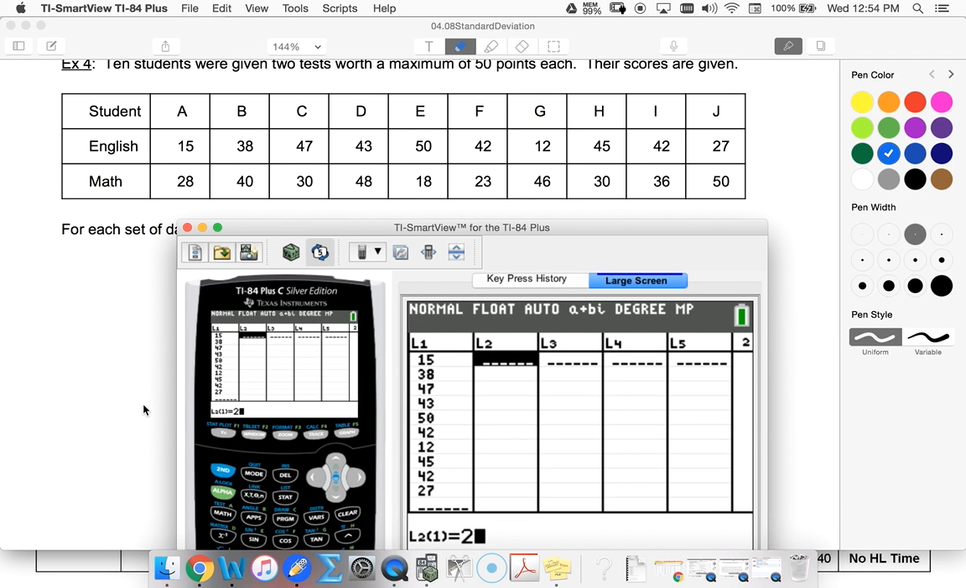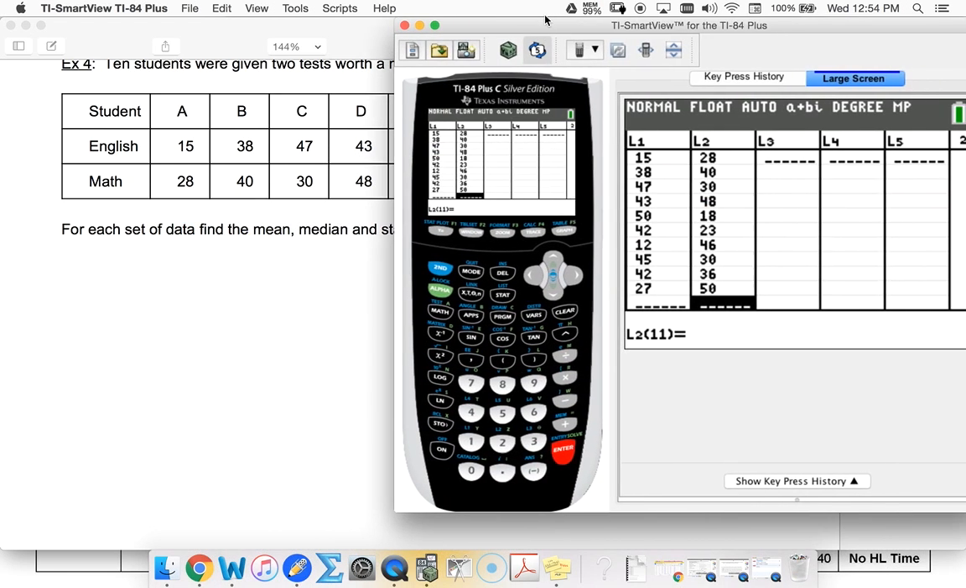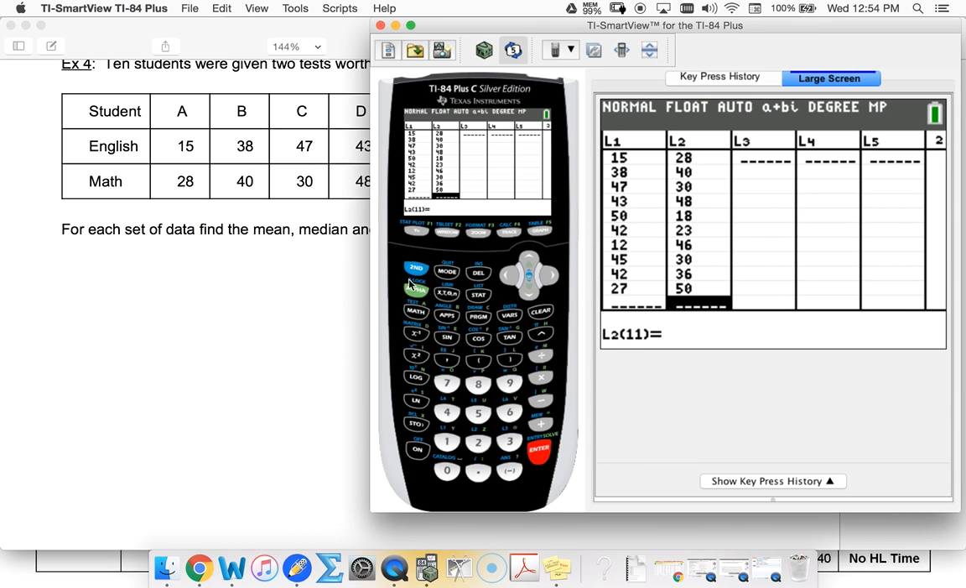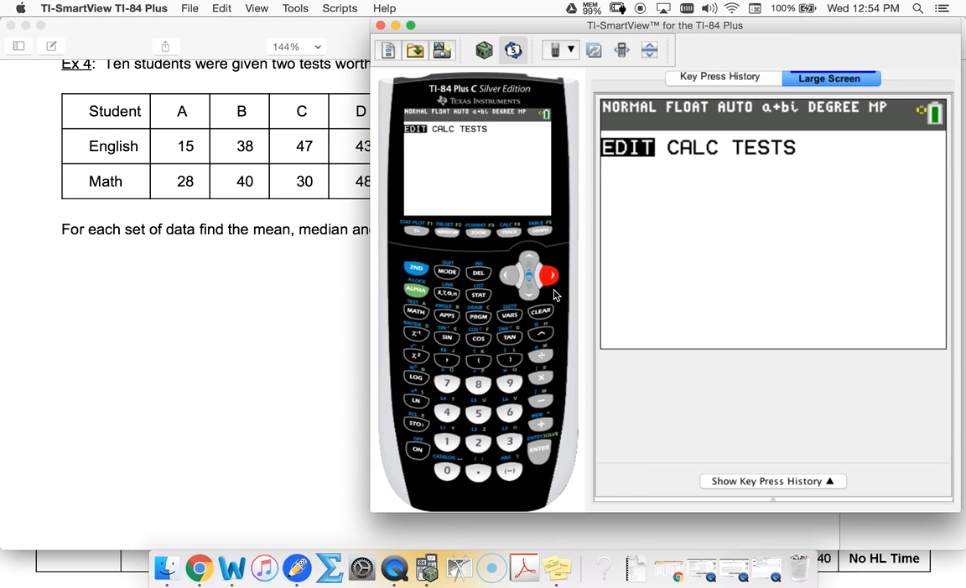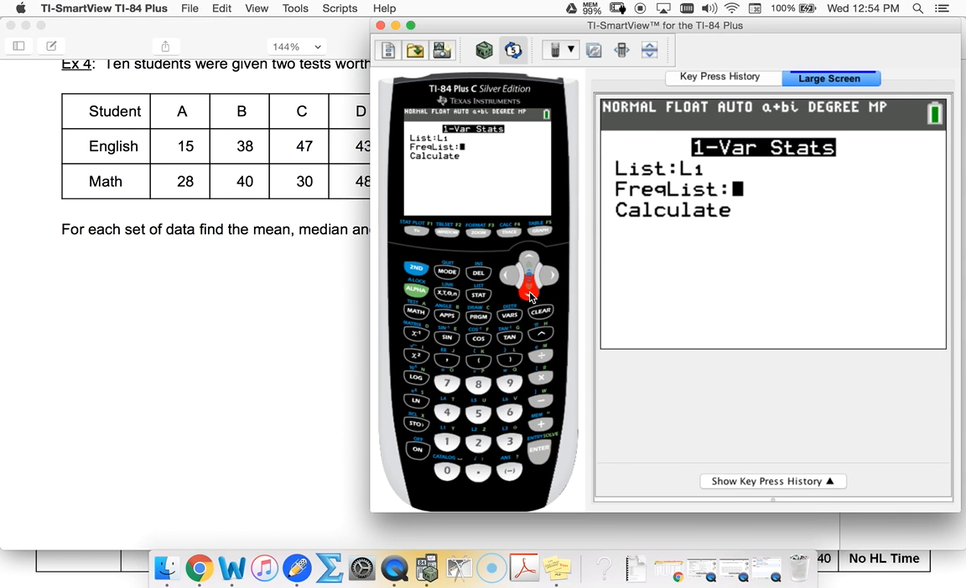I'm going to put in my math list. 23. And then 1 perfect score at the end. All right, so I'm going to do my 2 sets of calculations. So back to the home screen, 1 var stats, calculate.